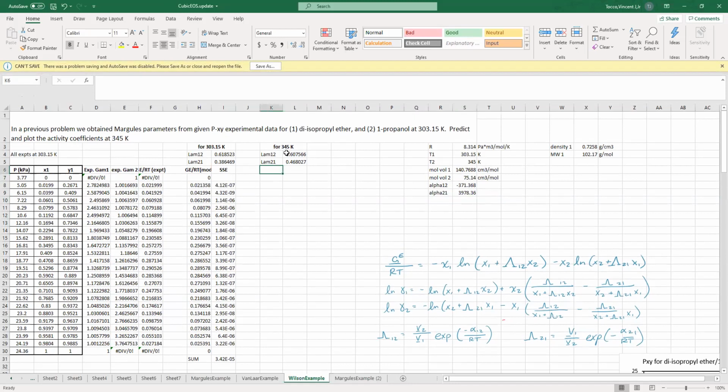So now that I have lambda 1, 2 and lambda 2, 1, now I can simply plug these into the expressions for the activity coefficients. So gamma 1 model and gamma 2 model.